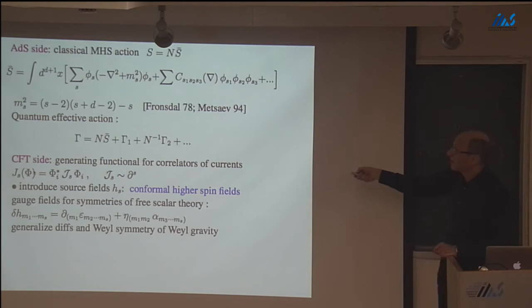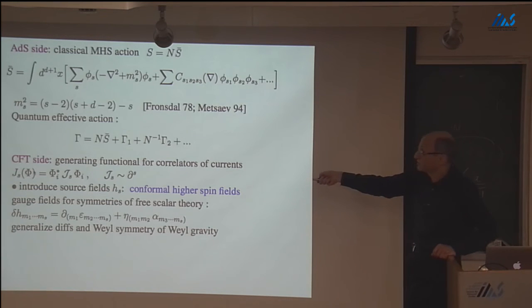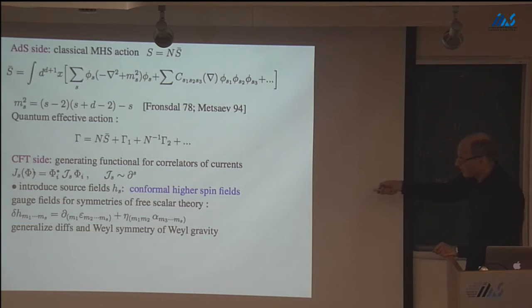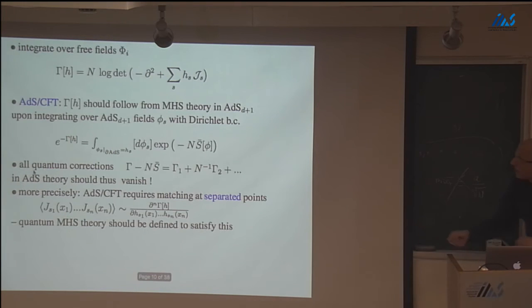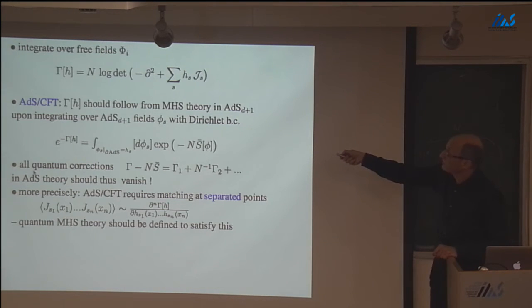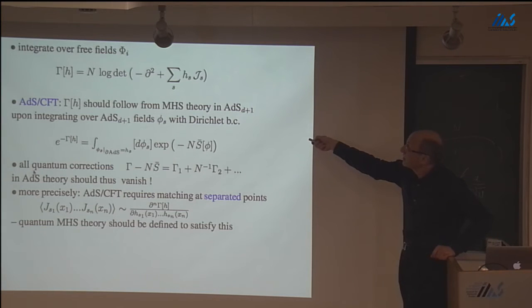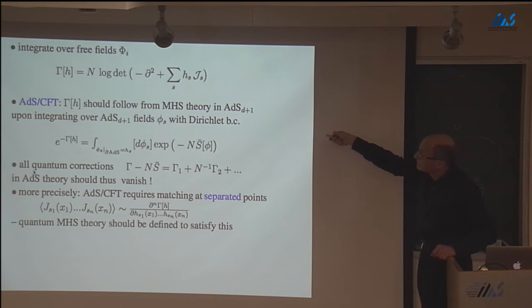And that action should be related to the generating functional of conserved currents at the boundary, which are bilinears with certain derivatives in them. And the sources for these currents essentially will be these conformal higher spins, because the sources are conserved and traceless on shell, so these symmetries will emerge. But the basic point is that at the boundary, the generating function for the correlation functions of the currents is given by a simple formula, just N times log determinant. N comes from the fundamental of these free scalars. And this is the log determinant of these sources h_s coupled to the operators appearing in the bilinears in the current.